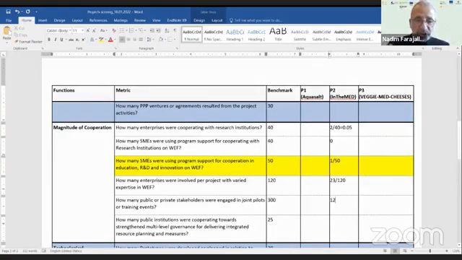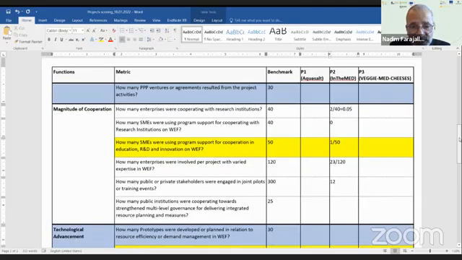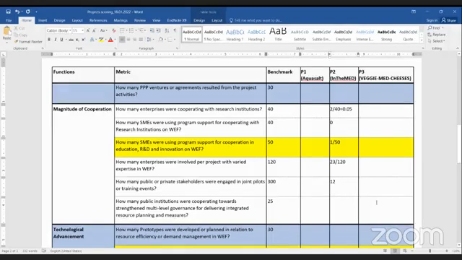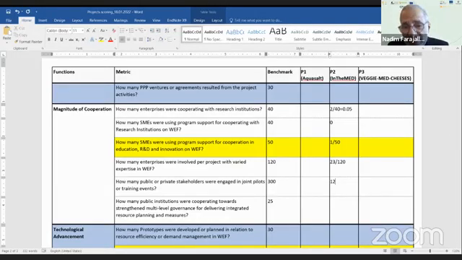Concerning the first table, what is the difference between the first question and the second one concerning SMEs? The innovation part? Or the magnitude of cooperation? Yes. It is the number of enterprises, which can be large enterprises versus small and medium enterprises. And the second, in your sheet, you're looking at questions 1 and 2, right? The first one being how many SMEs were using program support for cooperating with research institutes. So how many SMEs were being supported for work with the research institutes, and how many were involved in education, research and development, and innovation on the WEF?